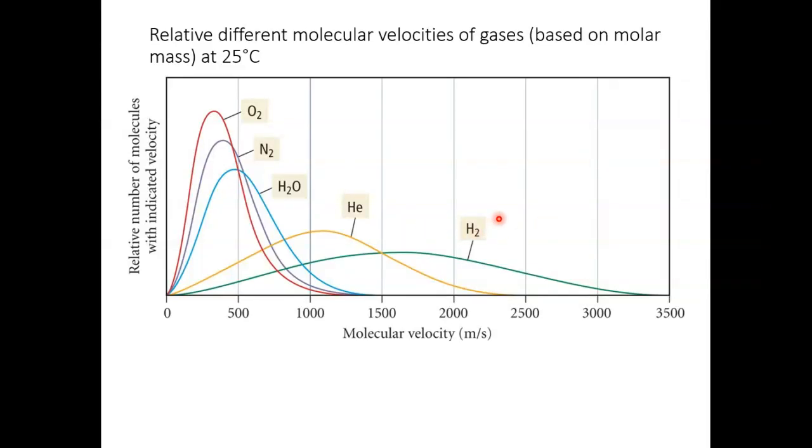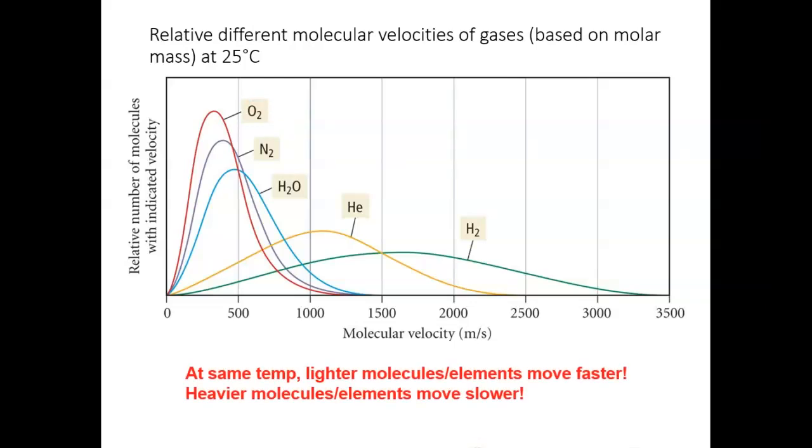Look at this. What kind of gases move fastest? Little bitty lightweight gases. The heavier the molar mass, the slower it moves. That's just physics, right? Lighter elements, lighter molecules move faster, heavier stuff moves slower. Okay. So we know that higher temperatures means faster speed.